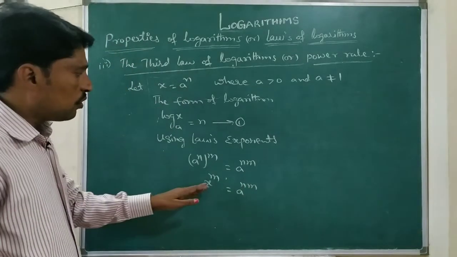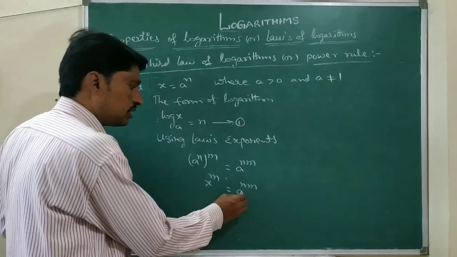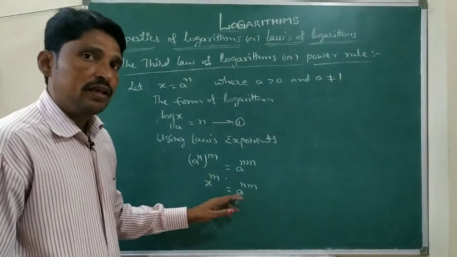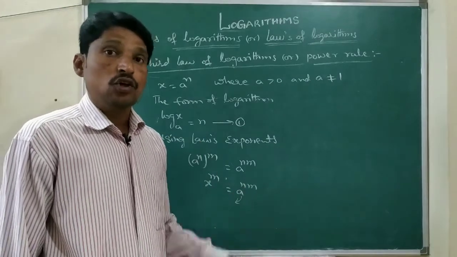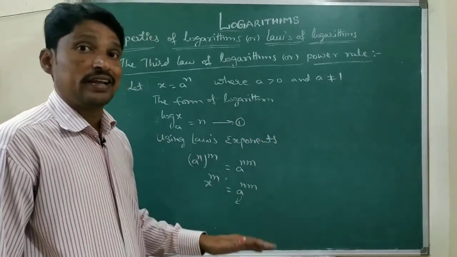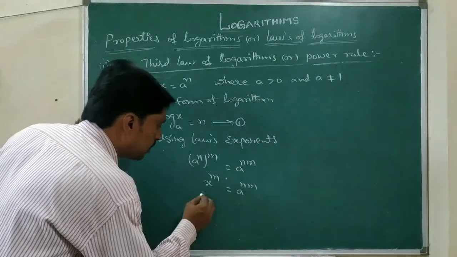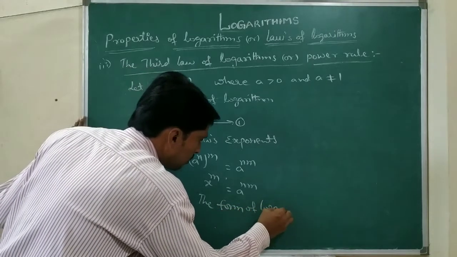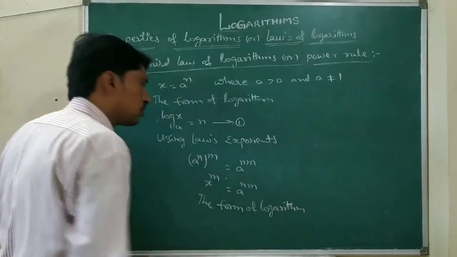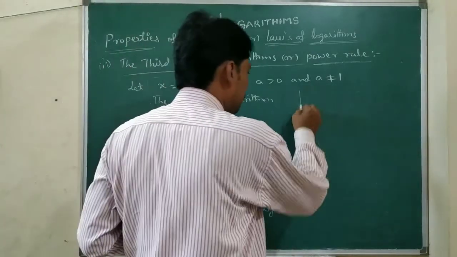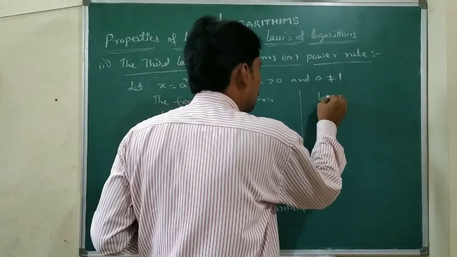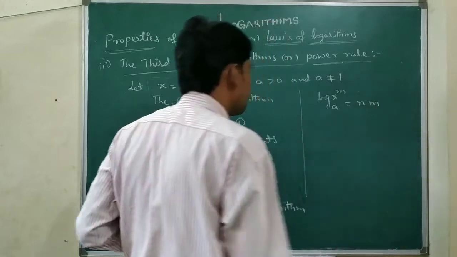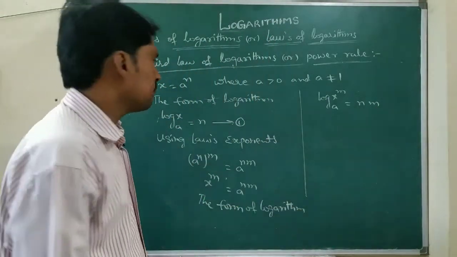So x power m, here in power notation, this base we need to transpose to the other side, which means we get the logarithmic form. So the form of logarithm, what can we get? Log x power m to the base a equals nm, n into m.